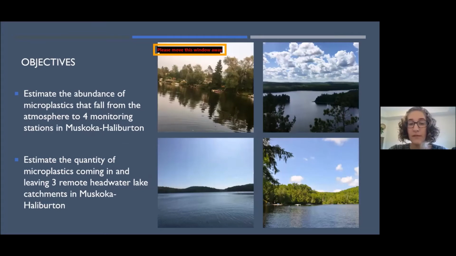Therefore, the objectives of this project were to 1, estimate the abundance of microplastics that fall from the atmosphere to 4 background monitoring stations in Muskoka-Haliburton, and 2, estimate the quantity of microplastics coming into and out of 3 remote headwater lake catchments in Muskoka-Haliburton, specifically looking at inputs from the atmosphere and inflow streams against outputs from outflow streams and sedimentation to lakes.